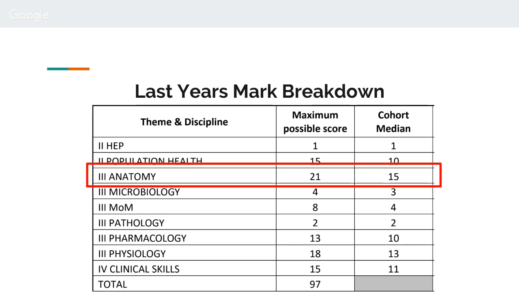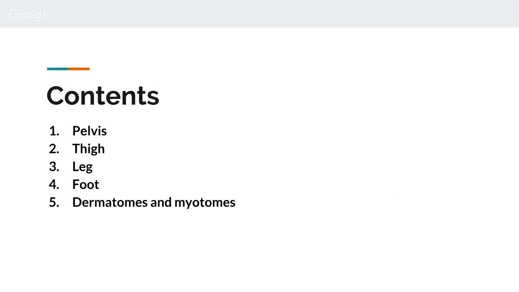That was the mark breakdown from last year's EOS, or EOI for us. As you can see, anatomy was a fair bit, roughly 20% of our mark. So getting a hand down on upper limb, lower limb, and cardio will really put you in good stead. Okay, and that's the contents.